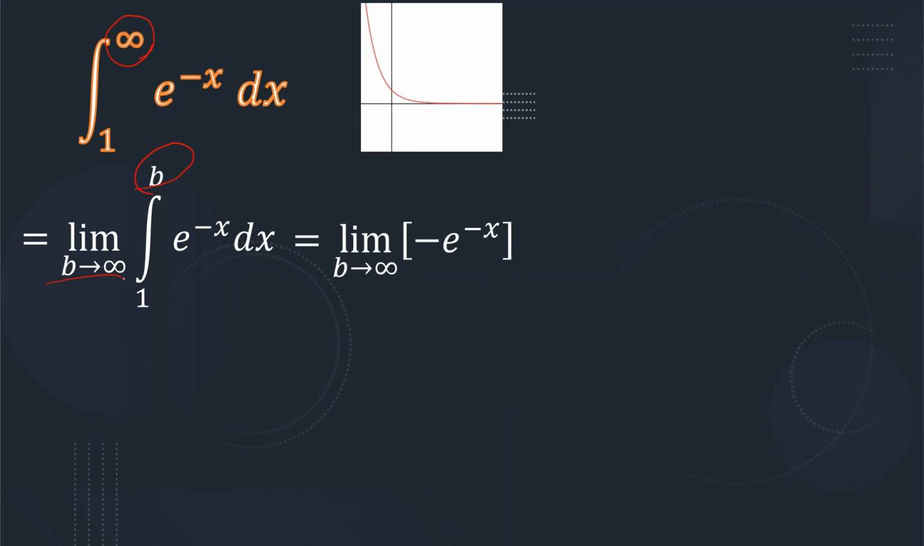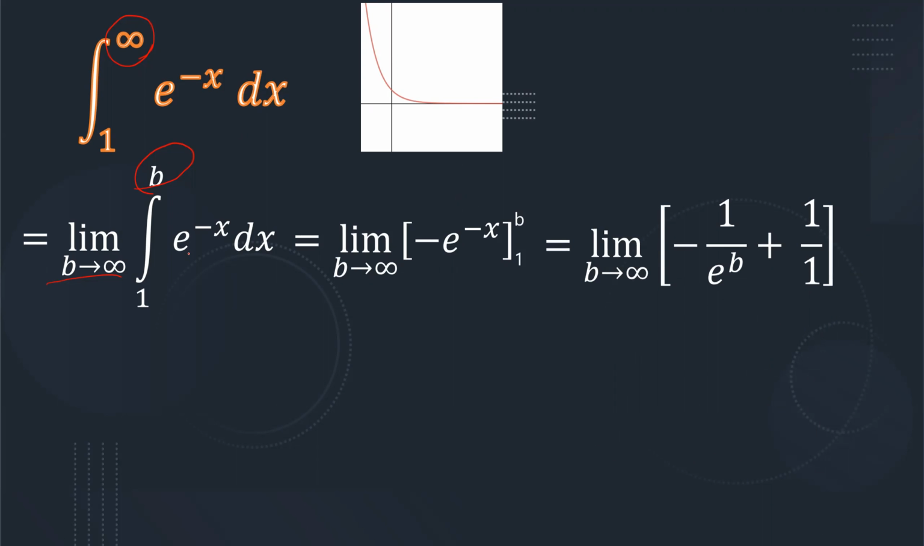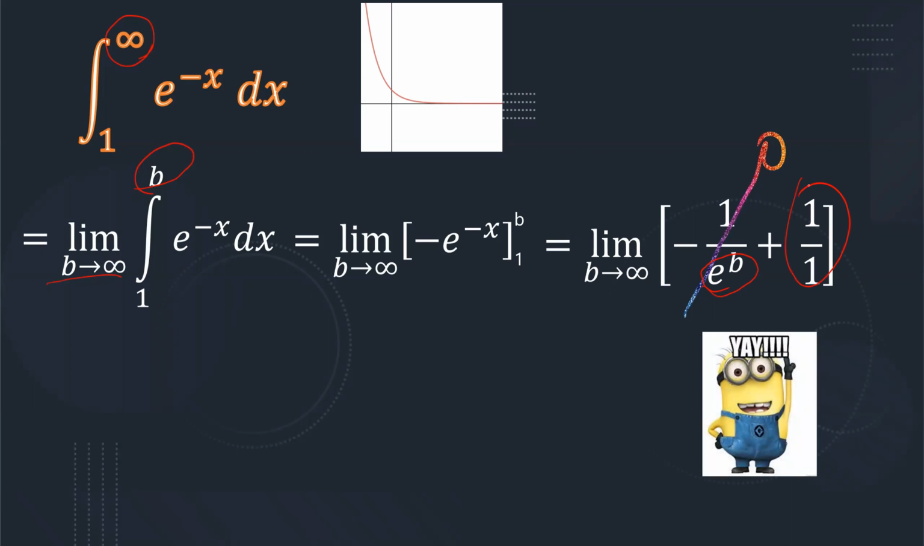The antiderivative of e to the negative x is negative e to the negative x, and we are going to evaluate that from 1 to b. A negative exponent is the reciprocal of the positive exponent, and that's what you have. When b goes to infinity, you would see a very big number in the denominator, and 1 divided by a really big number is going to go to 0. So the integral converges to this value right here, and that is 1.